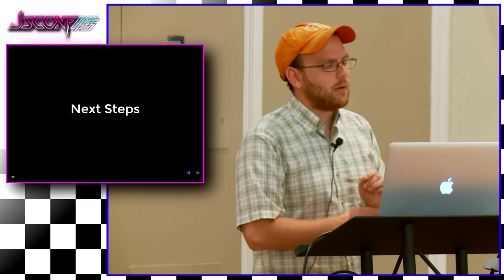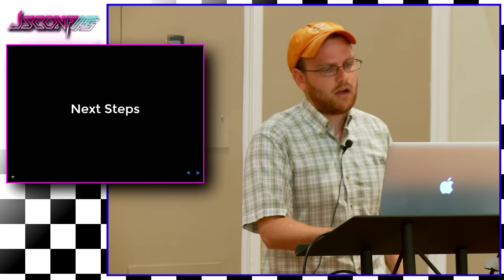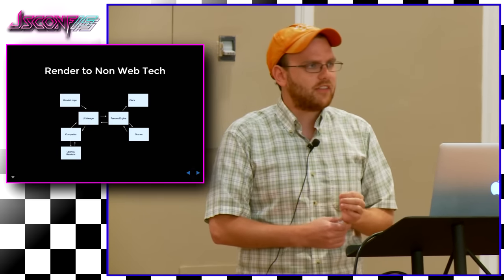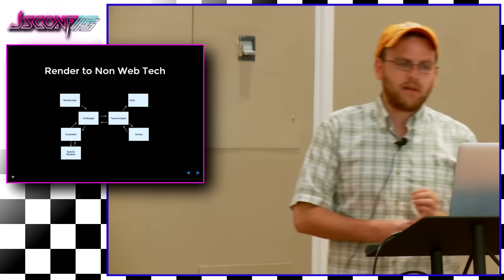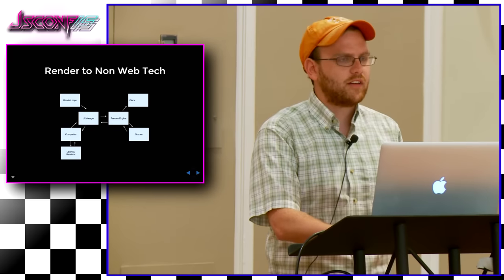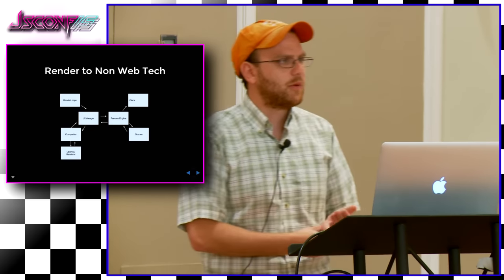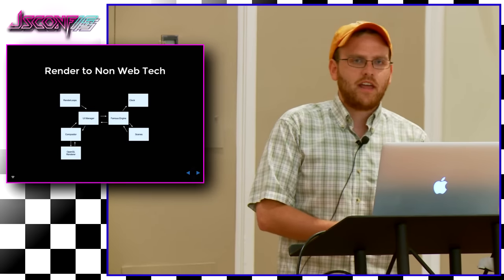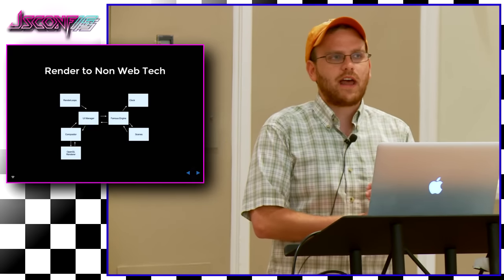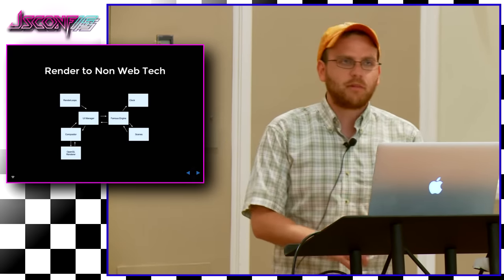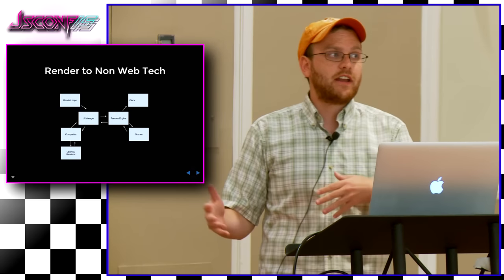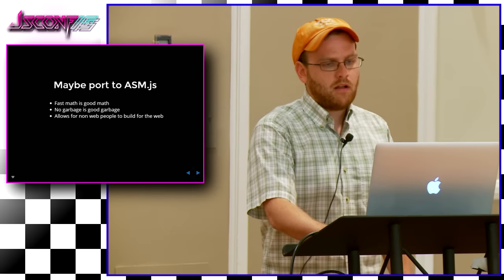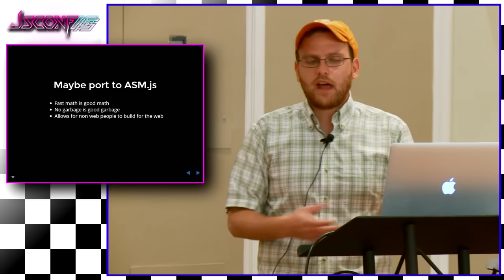So some of the next steps that we're considering taking with the project are render to non-web technologies. So again, one of the benefits of this whole thing is that it's completely based around draw commands. So what if the compositor wasn't compositing for DOM and WebGL? What if you used components that output to OpenGL commands, and the renderer was an OpenGL renderer? So you could have this completely JavaScript pipeline, write your application in JavaScript, and it's generating commands for a native OpenGL application. Also, possibly port to ASM.